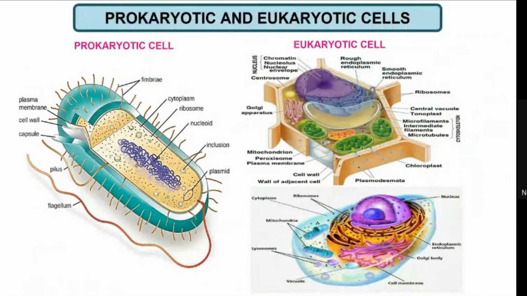These are diagrams of prokaryotic cells and eukaryotic cells. Based on this diagram, we know that eukaryotic cells can be divided into animal cell and plant cell.